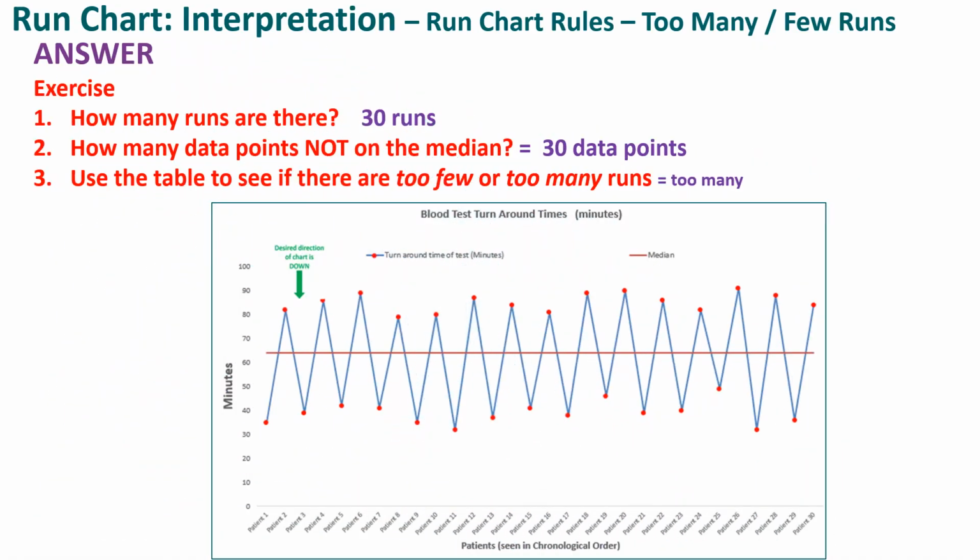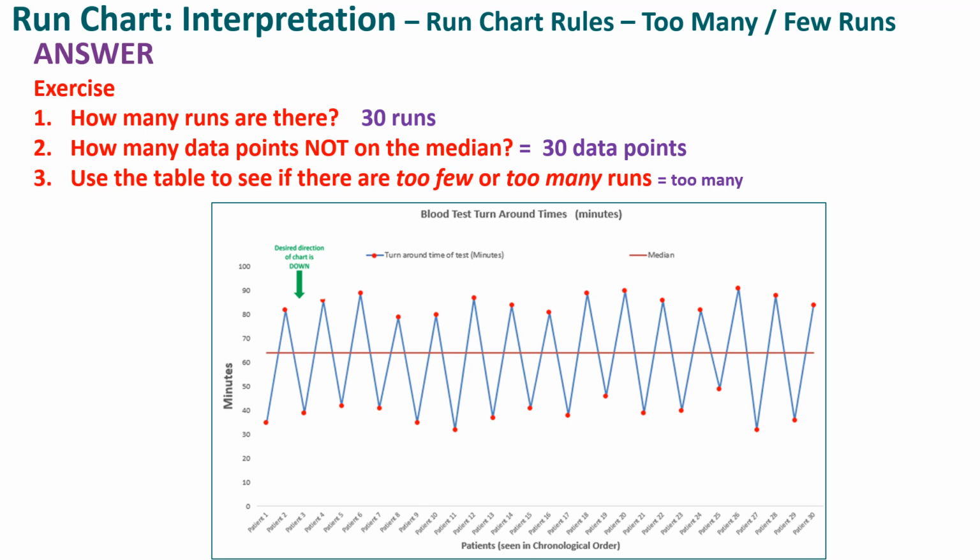So how many runs are there? There are 30 runs in this chart. And how many data points are not on the median line? Again, there are actually 30 data points not on the median line. Then we used the table to see if there were too few or too many runs, and we found that there were too many. What I'll do now is show you in the next slide how we calculated that there were too many.